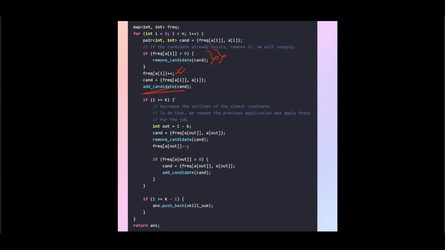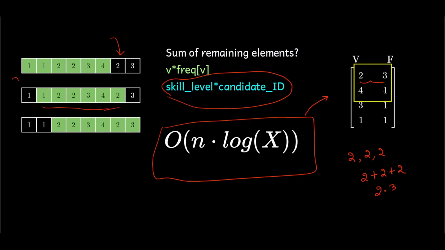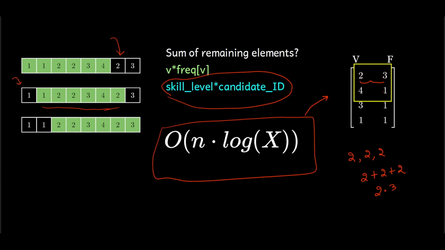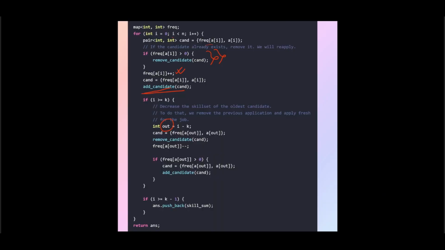Now we also need to look into the candidate that will go out of the window. So that is this candidate, right? So once that candidate goes out of the window, let us decrease the skill level of this candidate. To do that, first let us remove the application of the candidate and then decrease the skill level and then add that candidate back. But if after decreasing the skill level, the skill level has become 0, it means that the candidate has backed out of the interview process, so we do not need to add it anymore. And then you print the skill sum which is already being tracked in your add candidate and remove candidate function.